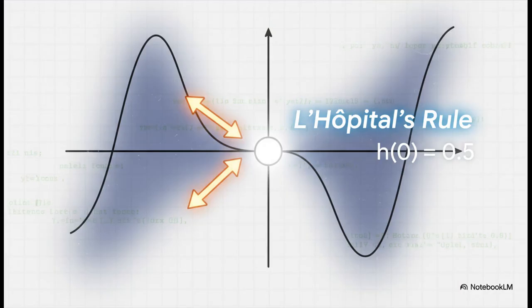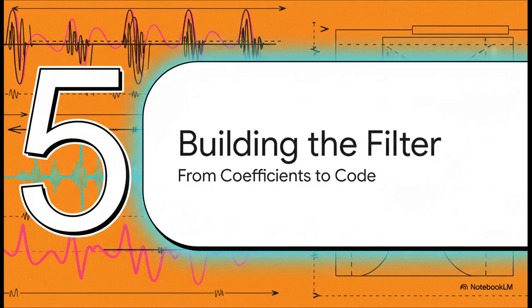The solution comes from a really neat tool in calculus called L'Hopital's rule. It's designed specifically to handle these weird indeterminate forms, like 0 divided by 0. By applying it and seeing what the function looks like as n gets incredibly close to 0, we find the true value of our central tap, h of 0, is exactly 1/2, or 0.5. Awesome. We have all our numbers now.